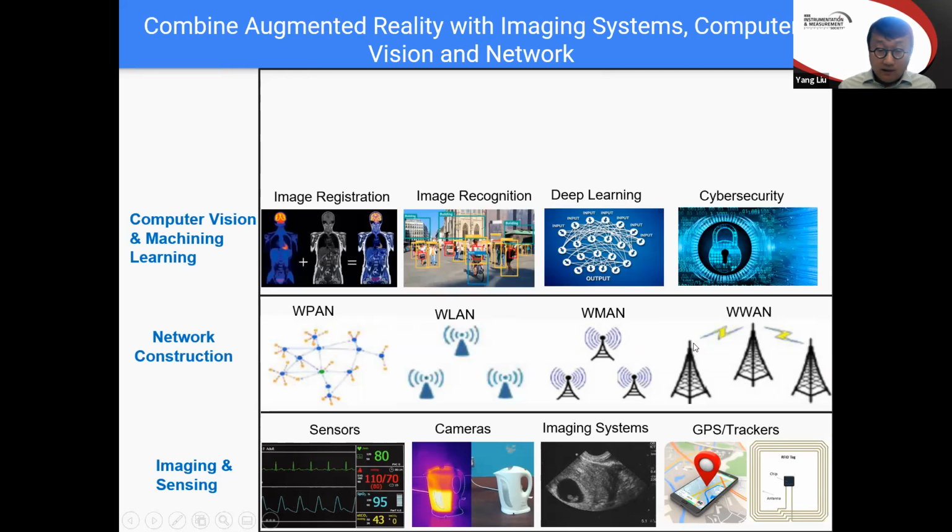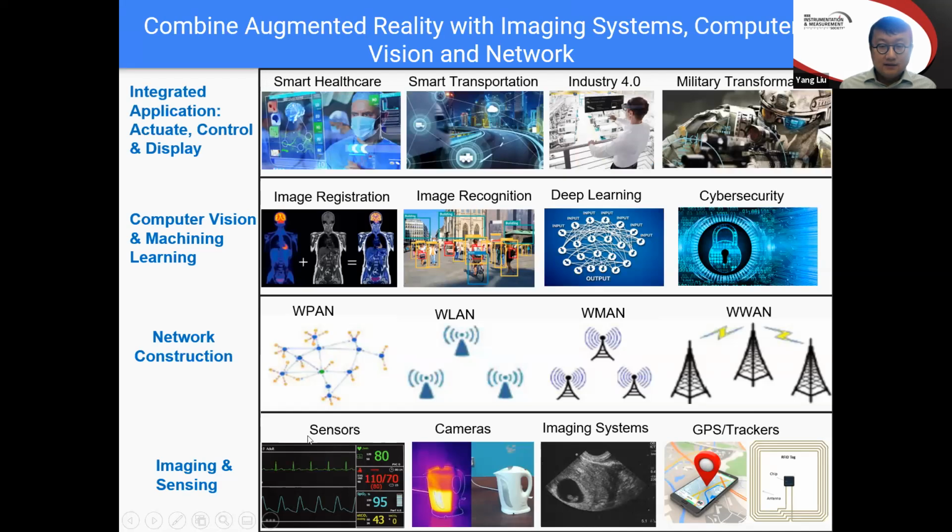And with more than one image sensor and multiple cameras, now you can use those data and use computer vision to do a lot of very interesting tasks, such as image registration, which is alignment of two different imageries, and image recognition. You can use neural networks for deep learning. And because we're focusing on medical related applications, cybersecurity is extremely important, and you need to be HIPAA compliant for patient safety. Right? So with the addition of network and computer vision, we can enable so many different applications, such as smart healthcare, smart transportation, Industry 4.0, and military transformation. For today, we're going to focus on surgical applications.